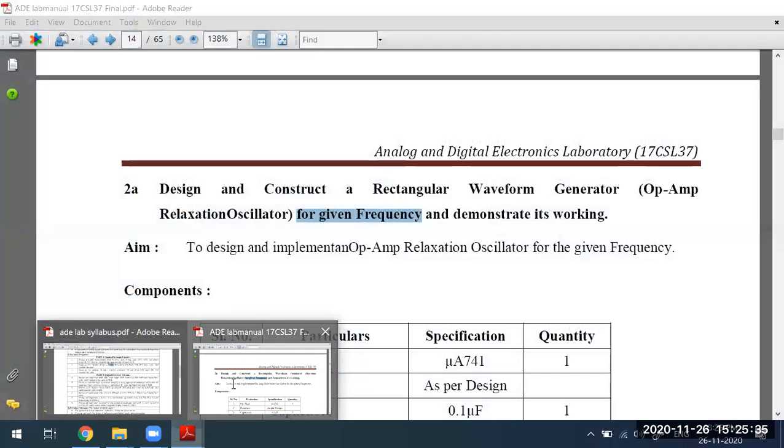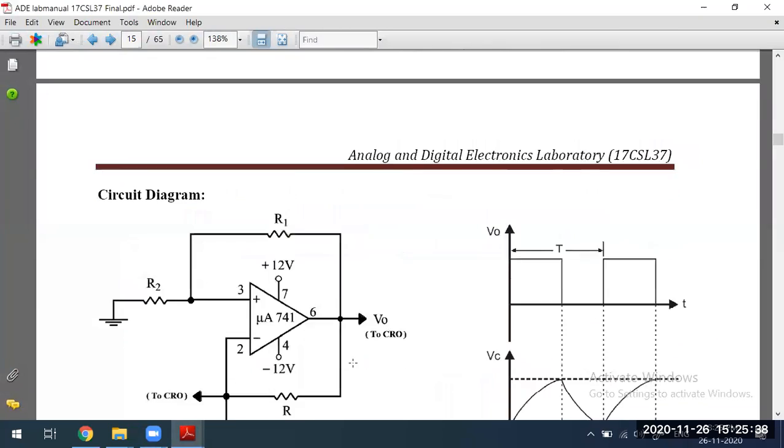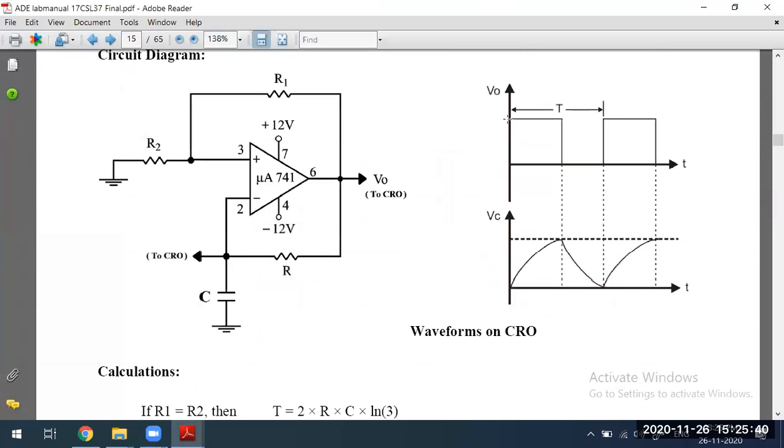What type of output you are going to show? Square waveform. ಇಲ್ಲೇನಿಲ್ಲ, ಸ್ಕ್ವೇರ್ ವೇವ್ ಫಾರ್ಮ್. ರಿಲ್ಯಾಕ್ಸೇಷನ್ ಆಸಿಲೇಟರ್ ಇಂದ ಸ್ಕ್ವೇರ್ ವೇವ್ ಫಾರ್ಮ್ ಜನರೇಟ್ ಮಾಡೋದು. ಒಂದು ಹೈ ಔಟ್ಪುಟ್, ಒಂದು ಲೋ ಔಟ್ಪುಟ್. High output, low output. These kind of output where you are going to see.